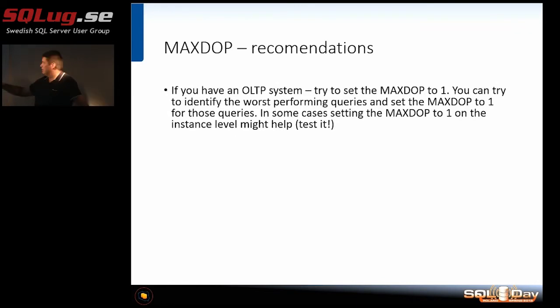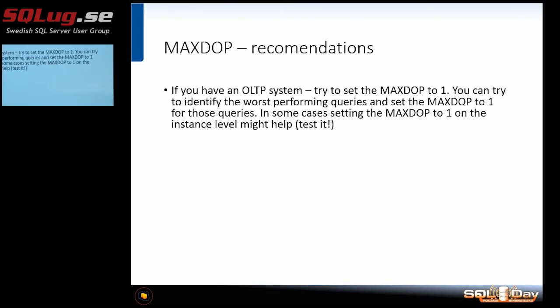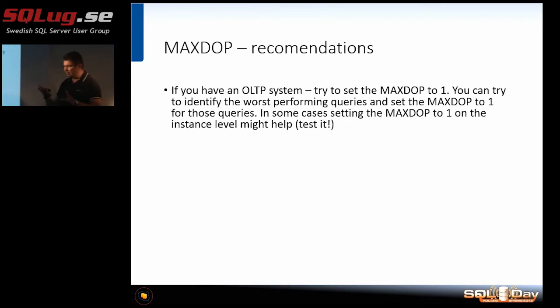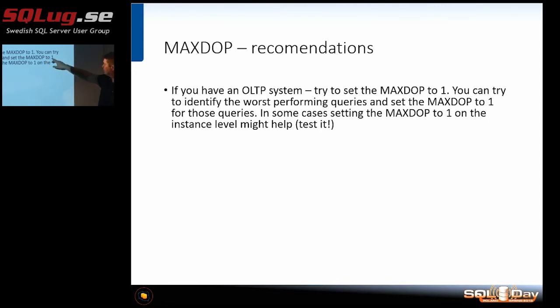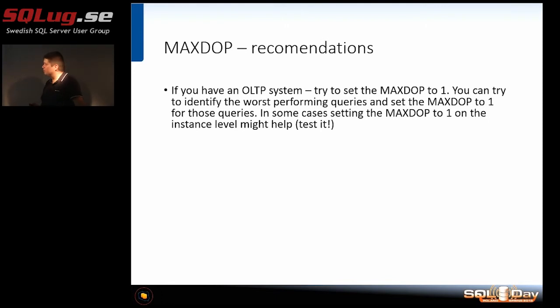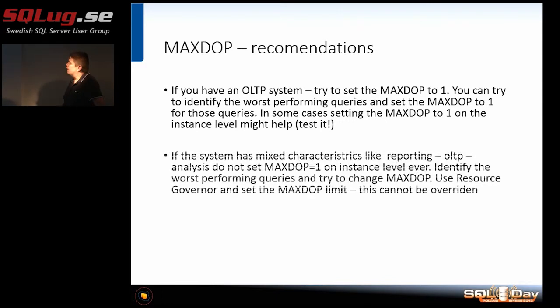The recommendation is always that we should try to identify the worst performing queries. And if you would like to turn the parallelism off, do it only on those queries. So you can put the max DOP hint on the particular query. Sometimes you can set max DOP to 1 on the instance level, but you have to test it. It's not the first rule you have to follow. I once had a situation where it really helped. It was the last solution, and it really helped.